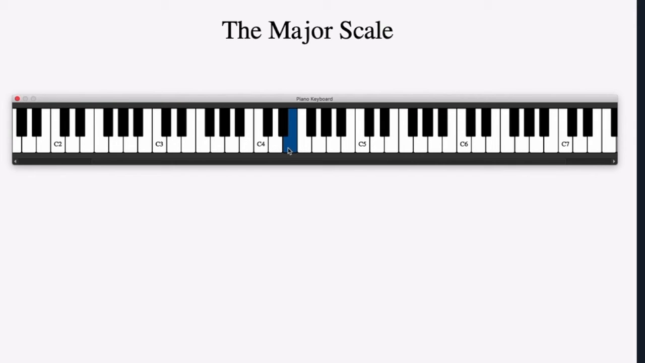This is where some students get confused. There are no black keys between E and F. This is still the distance of a half step, not a whole step, because there are no keys in between.